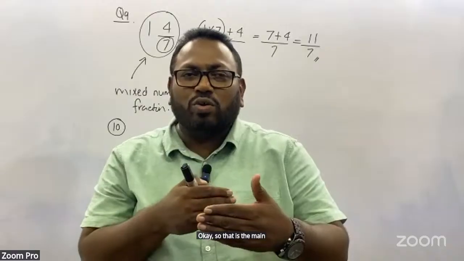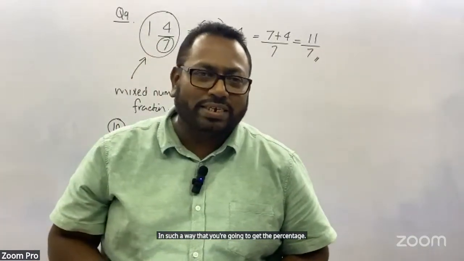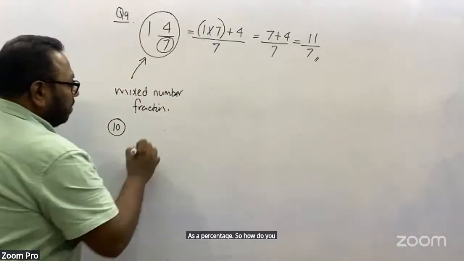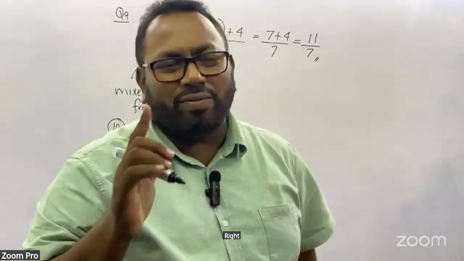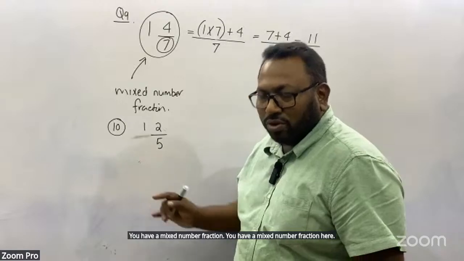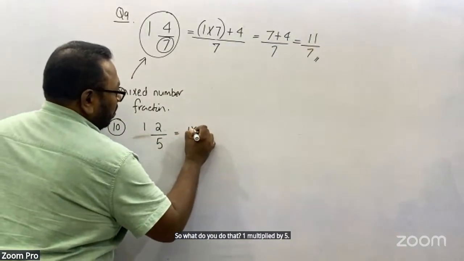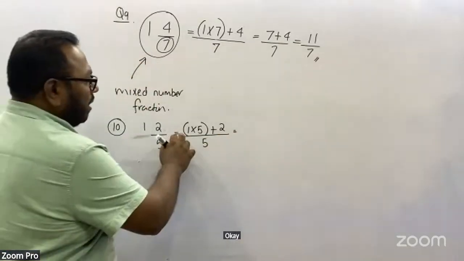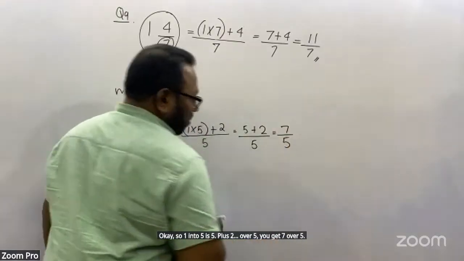So that is the main thing that you're going to do now. You're going to convert a fraction in such a way that you get the percentage. We're going to write it as a percentage. So here they're asking you 1 and 2/5 as a percentage. So how do you do that? There is a simple rule I want you to follow. You have a mixed number fraction here. So first, you make it into an improper fraction like this. 1 multiplied by 5 plus 2, divided by 5. So 1 into 5 is 5 plus 2 over 5, you get 7 over 5. Right. So now you have an improper fraction.